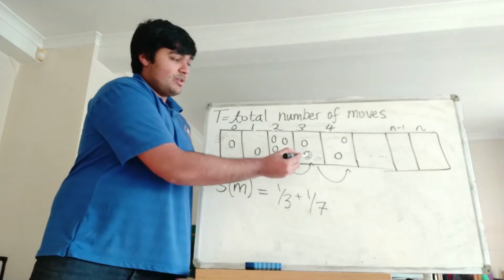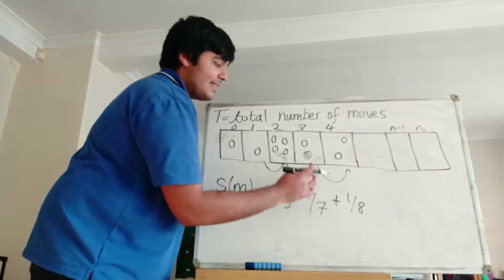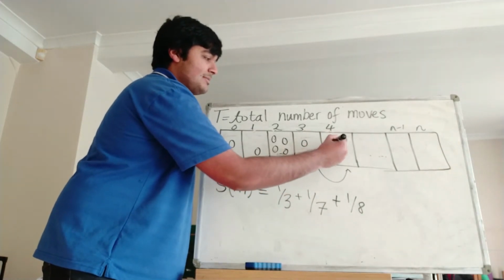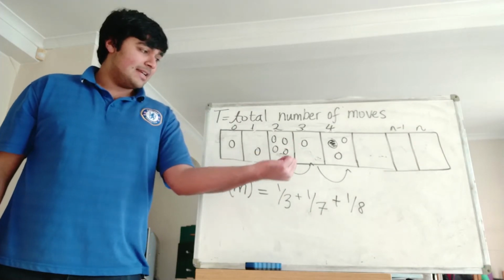So now I'm going to add on 1, 2, 3, 4, 5, 6, 7, 8. So 1 over 8. Okay, and then that's it. Then the stone goes here, and I'm done. So that's the score of this move. It's a third plus a 7th plus an 8th.